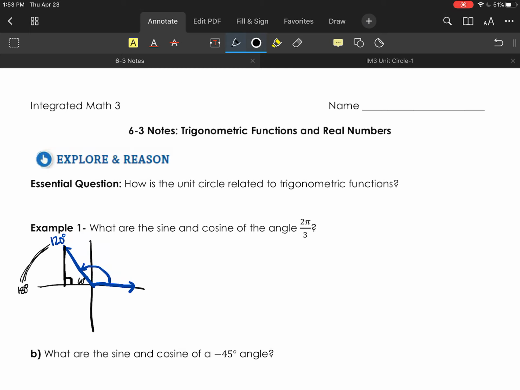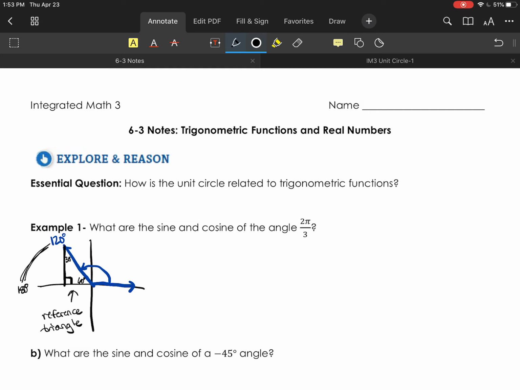That's my reference angle. And then you can figure out the other angle, because all the angles in a triangle add up to 180. So I have 90, that's the right angle, plus 60, that's 150. To get up to 180, I know the other angle is 30 degrees. So what you've just drawn is a reference triangle.